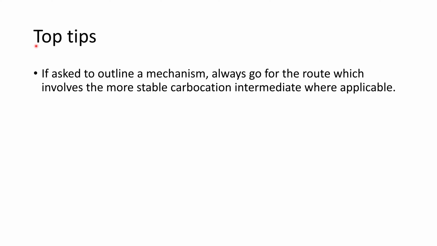I want to finish off now with some top tips that I've got for electrophilic addition reactions. The first tip is, if you're ever asked to outline a mechanism, always go for the mechanism which involves the more stable carbocation intermediate where applicable. Remember that the most stable carbocation that you could go for would be a tertiary carbocation, where the carbon is bonded to 3 others. Secondary is then second most stable, where the carbon is bonded to 2 others. And primary carbocations are the least stable, where that carbon is bonded to only 1 other.